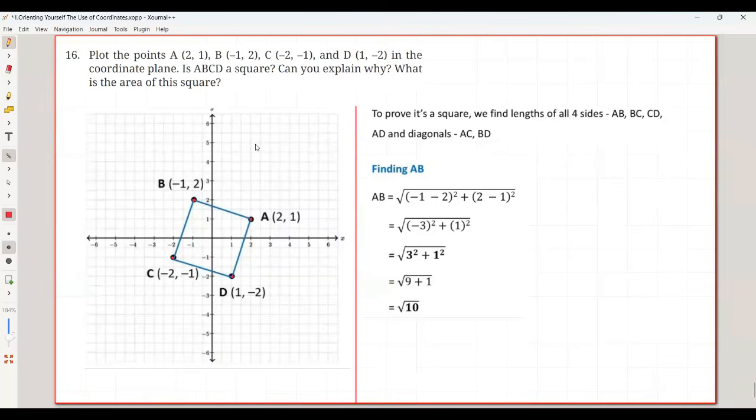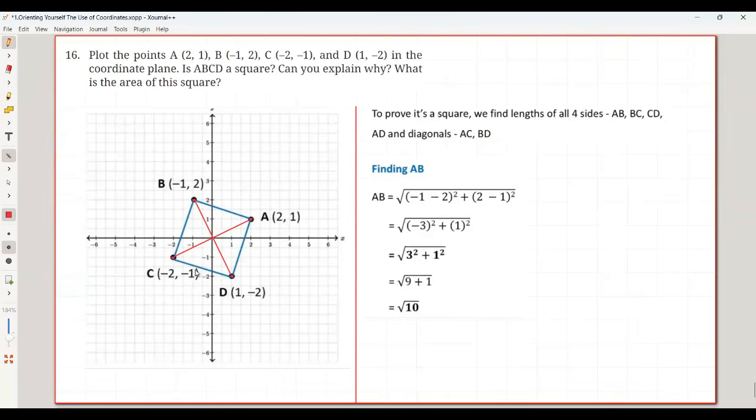How to check whether it's a square? The properties of a square are that all the sides are equal and the diagonals are equal. In a rhombus, diagonals are not equal. So here we check that the sides are equal and the diagonals are equal. To prove it's a square, we find the length of the four sides using the distance formula, and the diagonals AC and BD. If the diagonals are also equal, I can say this is a square.